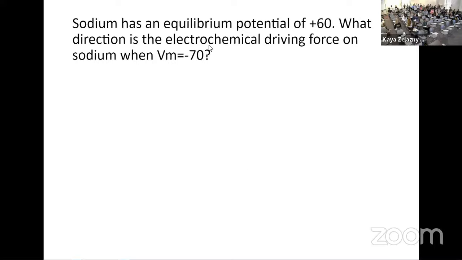Let's do a practice example. Okay. I'm going to tell you here that sodium has an equilibrium potential of +60. We're going to start with a cell that is at our usual resting membrane potential of -70. I want you to predict what direction our electrochemical driving force, our ECDF, would be on this cell.